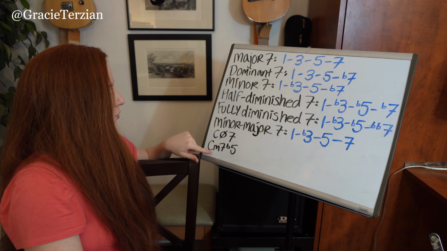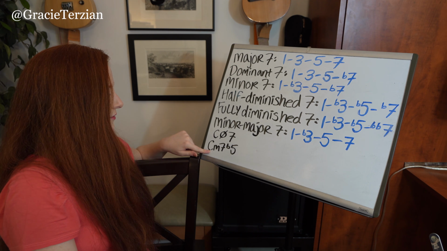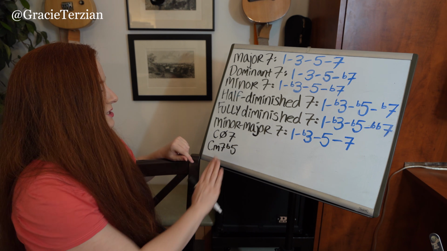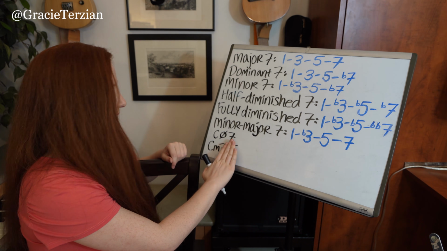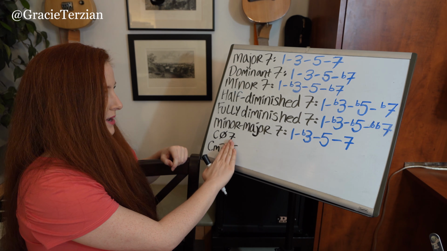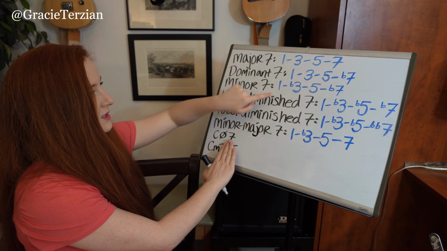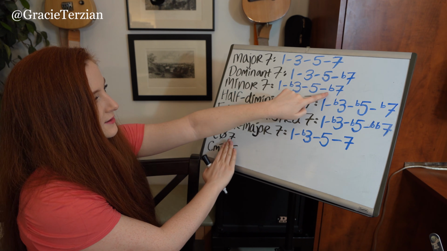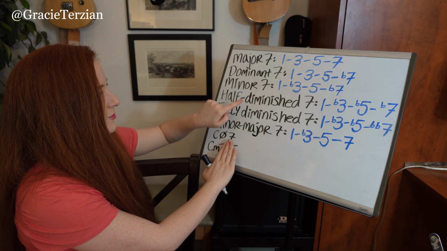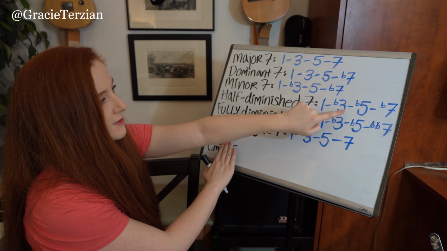And the reason why it's C minor 7 flat 5 is, well, if you just imagined C minor 7, so if you ignored that flat 5, what's the formula for a minor 7 chord? It's 1, flat 3, 5, and flat 7, right? But what's the formula for a half-diminished chord? It's 1, flat 3, flat 5, and flat 7.